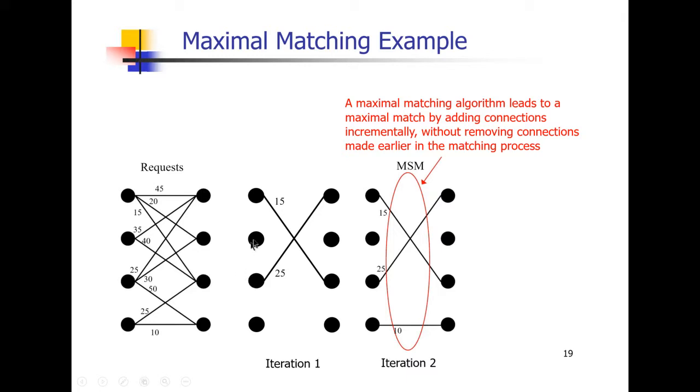So let's assume that in the first iteration we selected these two edges. It means that we selected two cells to be transferred. And then in the second iteration we can select another cell that adds to the other two that we have already selected. At each iteration we can increase the number of selected cells. We cannot remove previously selected cells, okay? Otherwise it gets too complicated.